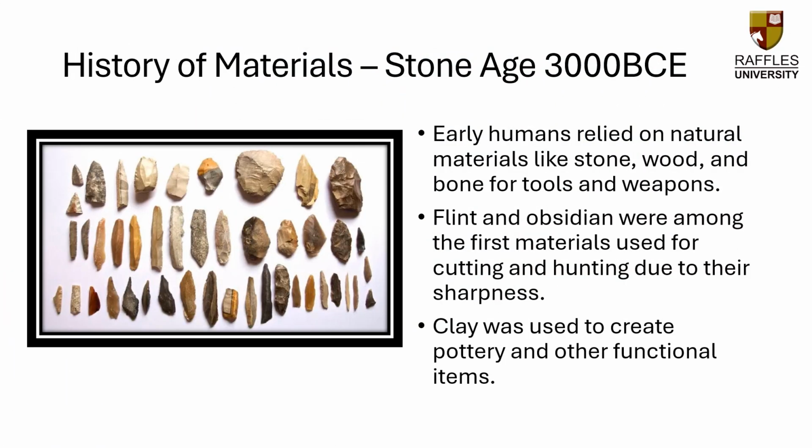Now, when you talk of the history of the materials, we have the Stone Age materials that are 3000 BCE. In this, you can see how the early humans relied on natural materials like stone, wood and bone for tools and weapons. And we have various different types of clay, potteries and other functional items. They come under the history of the materials.